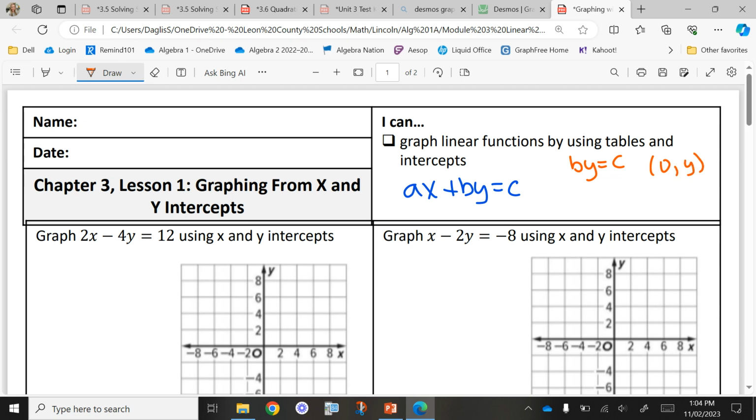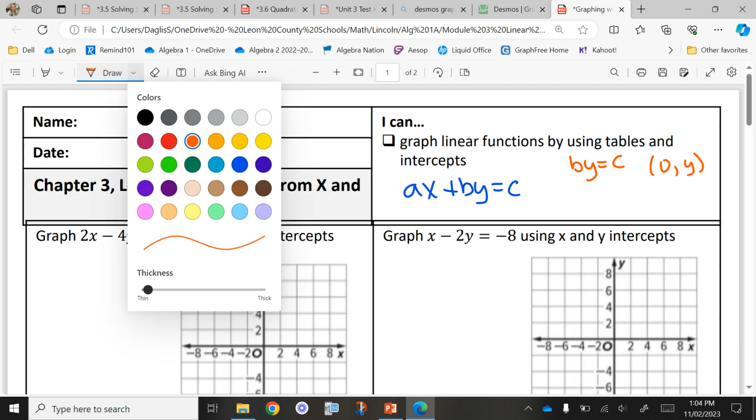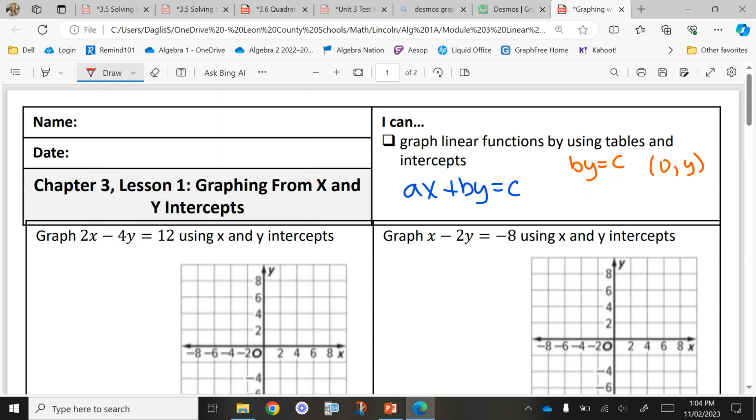And I can do the same thing for x-intercepts. If I want an x, my y has to be 0. So if I change that y to a 0, what's b times 0? 0. So it's not there anymore, right? So I can take my ax term, make that equal to c, divide both sides by the a value, and you get your x-intercept. So you would get x, whatever that number is, and then 0, okay?